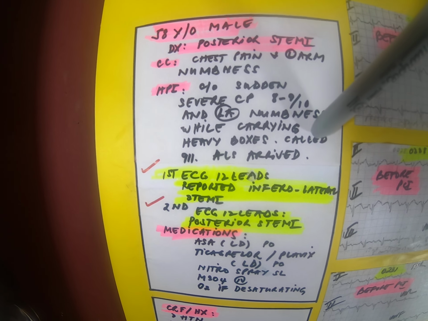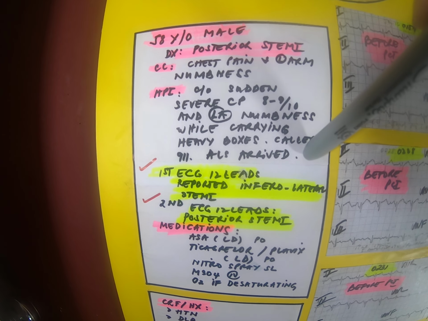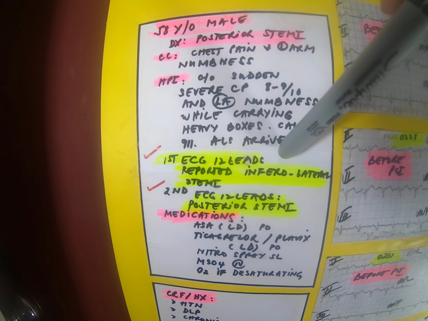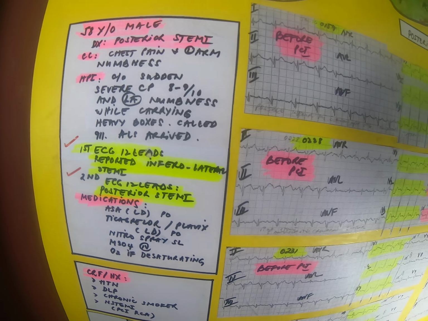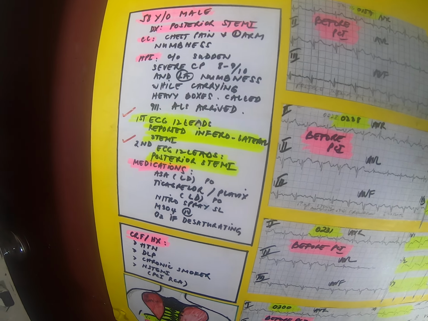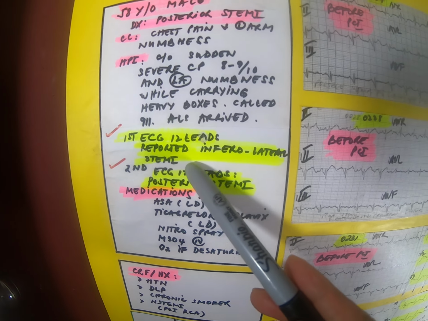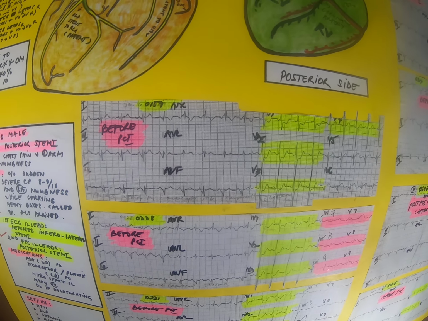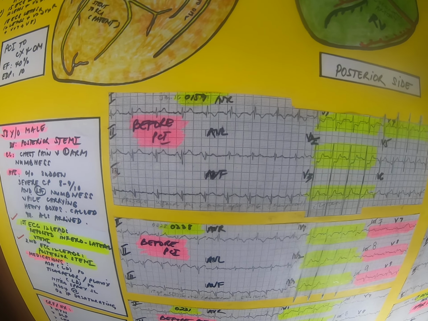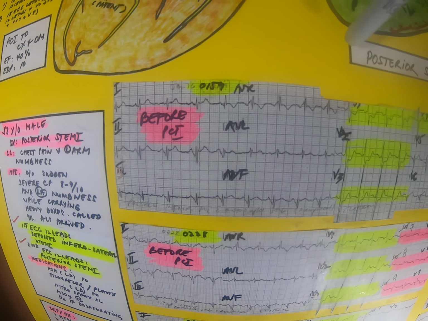Well, he called 911 and the advanced life support crew arrived, and they did their first 12-lead ECG. Now, the machine interpreted it as an inferolateral STEMI, so let's take a look. So we have here the first 12-lead ECG. Okay, it's the basic one.